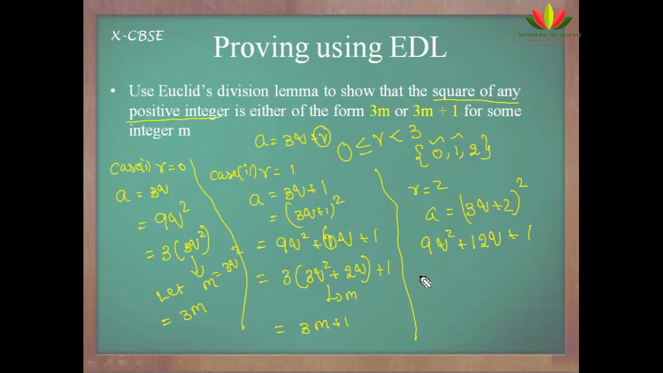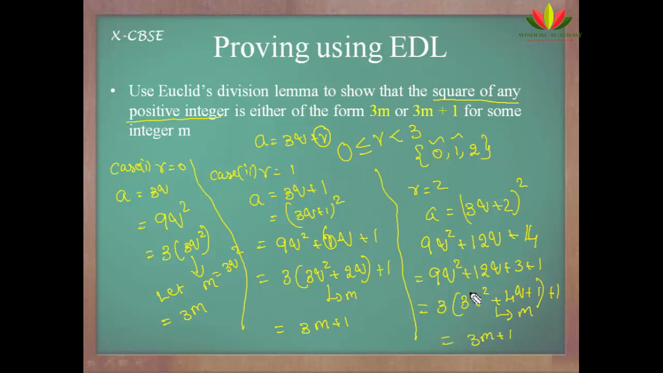Once again I am taking 3 as common here. Not 1, it will be 4. Now this 4 can be expressed as 3 plus 1. There is no objection for that because 4 can be expressed as 3 plus 1. Nothing wrong in that. So I will take 3 as common now. So what will be there inside? 3q square plus 4q plus 1, outside plus 1. So this number I will take as m. So my answer will be 3m plus 1.